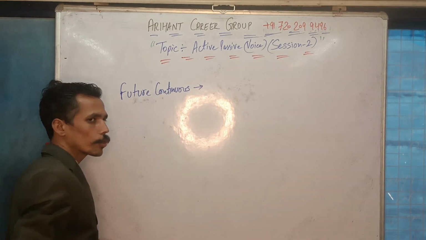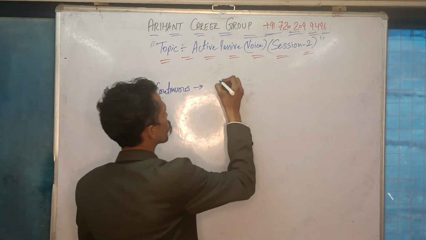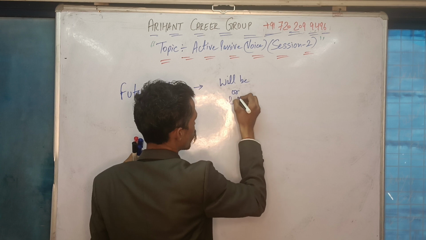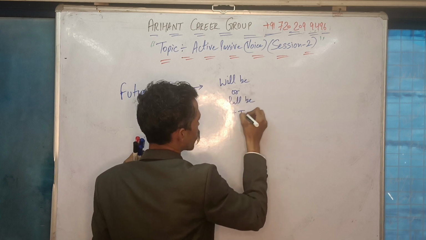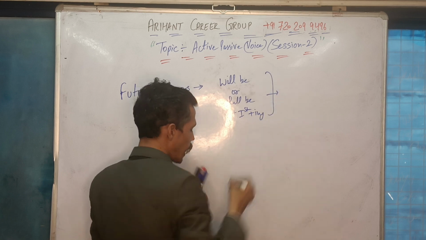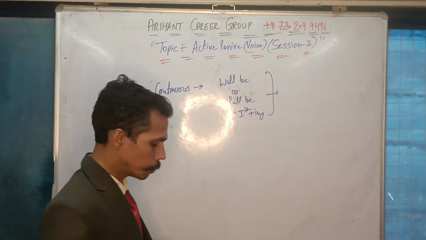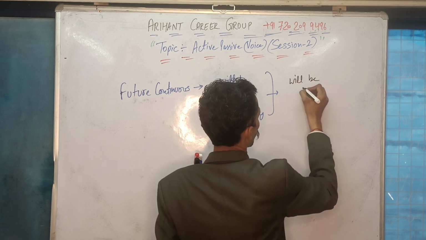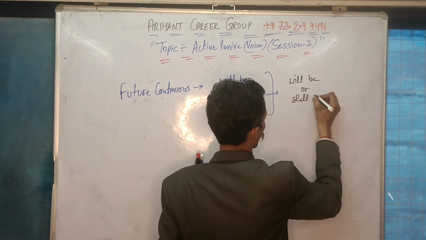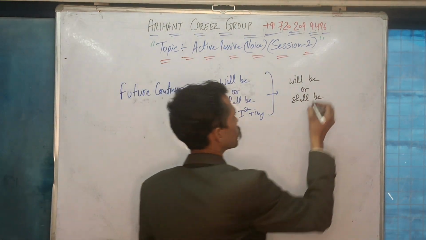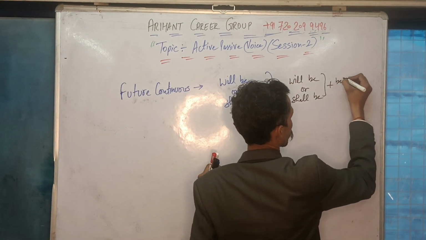What will happen in future continuous? You will be given will be or shall be plus first verb plus ing. In the answer you will be converting it into will be or shall be, which will remain the same. What I discussed earlier, ing is to be converted into being plus third form.